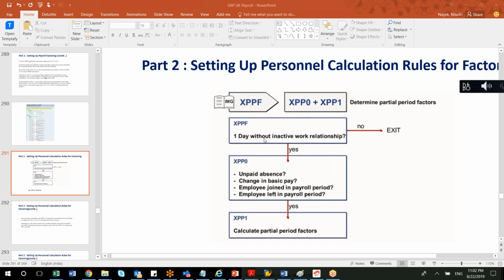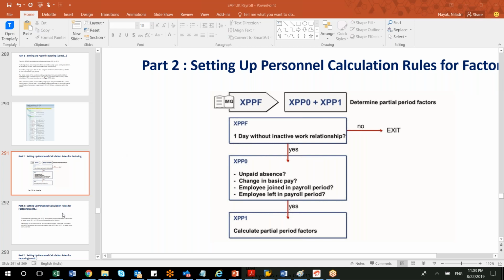The system will check whether there is any inactive work relationship, so that XPPF will be checked. If it is yes, then it will go on to check the remaining part: if there is an unpaid absence, or any change in basic pay, whether it is a joining or a leaving case. These things it will calculate inside XPP0. The period factor will be calculated in XPP1, or GPP1 in the case of UK payroll. So this is the overall flow of how this calculation is set up inside the system.